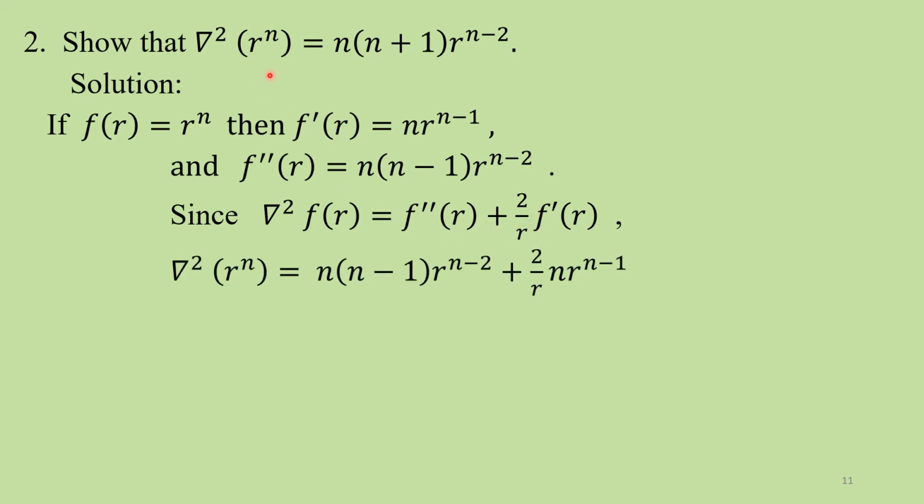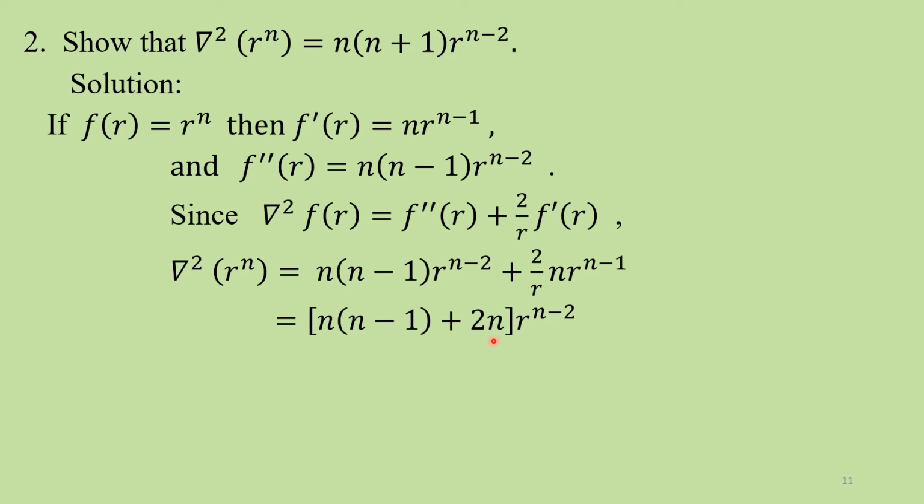So del square of r power n now becomes f double dash of r, n into n minus 1 r power n minus 2, plus 2 by r times f dash of r, which is n into r power n minus 1. So n into r power n minus 1 by r gives r power n minus 2. So r power n minus 2 is common. So we can take n into n minus 1 plus 2n times r power n minus 2. If you simplify this, that gives n square minus n plus 2n. Minus n plus 2n is plus n.